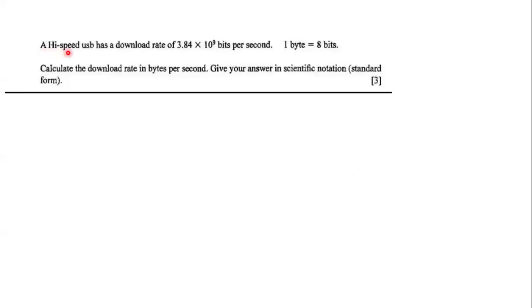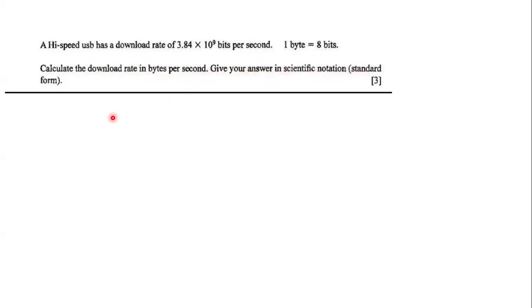A high-speed USB has a download rate of 3.84 times 10 to the power of 8 bits per second. Now, 1 byte is equal to 8 bits. And so now they want us to calculate the download rate in bytes per second. Give your answer in scientific notation or standard form.